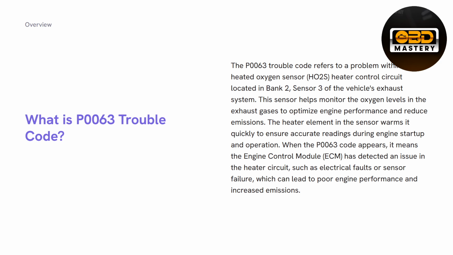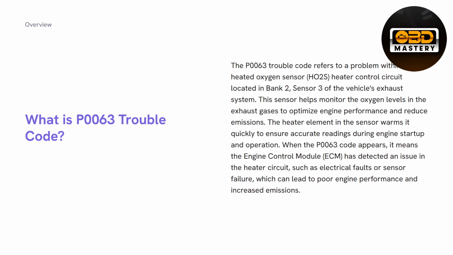Starting off with what exactly the P0063 trouble code is, it refers to a problem within the heater or the heated oxygen sensor HO2S heater control circuit located in bank 2 sensor 3 of the vehicle's exhaust system. This sensor helps monitor the oxygen levels in the exhaust gas to optimize engine flow and much more. So this is basically an emissions code. However, it is best to take this seriously as it can affect the way your car tests and much more.